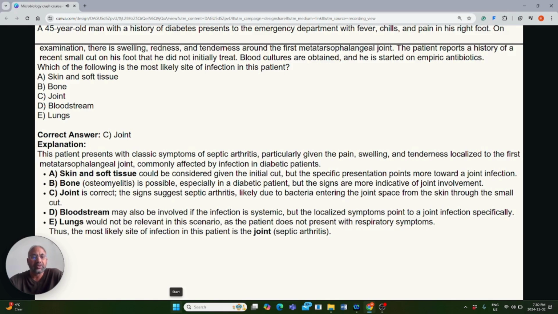And here let us just go for a minute over the explanation. This patient presents with the classic symptoms of septic arthritis with pain, swelling and tenderness, and of course he has a history of diabetes, and that is why we are coming to the conclusion that the patient probably has septic arthritis.